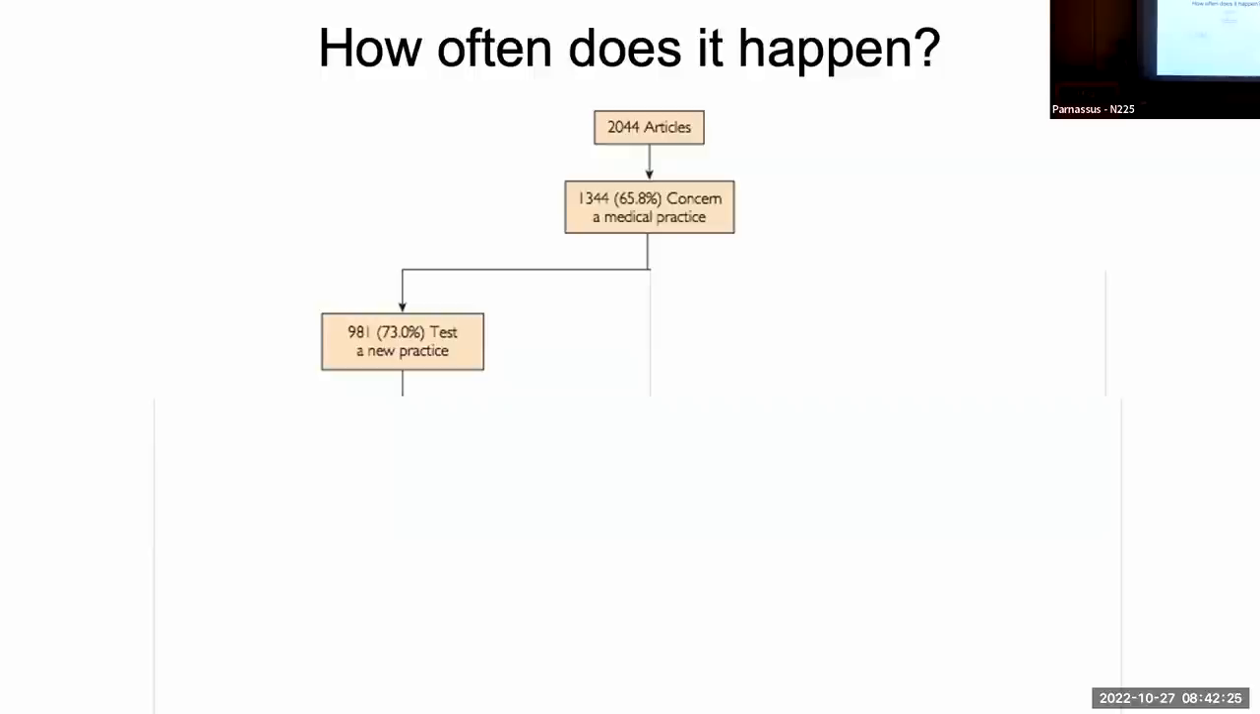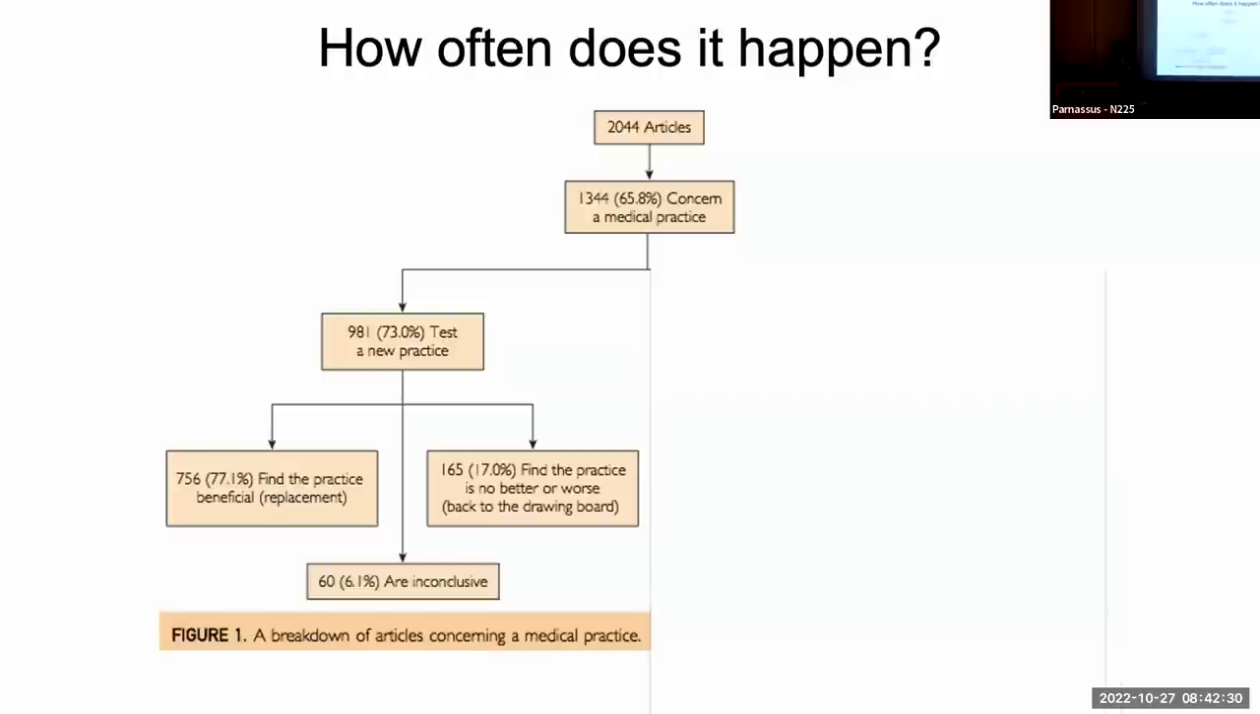Novel drug, novel device, New England Journal. What's the answer? Positive. 77% find the practice beneficial. 17% find the practice no better or worse. Only 17% say it doesn't work. Back to the drawing board.